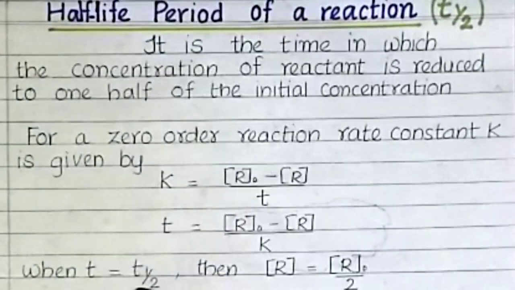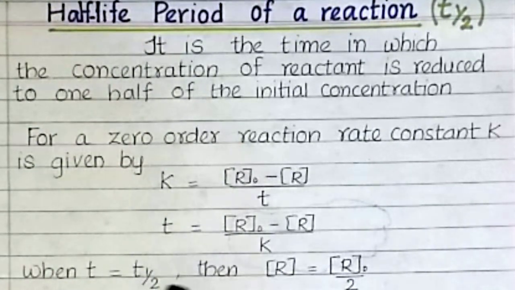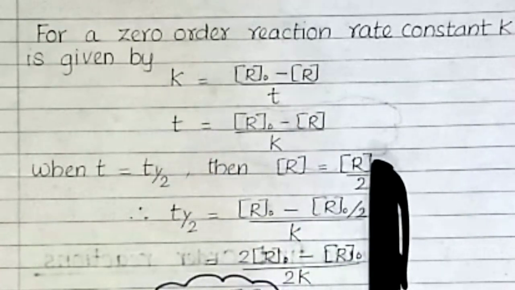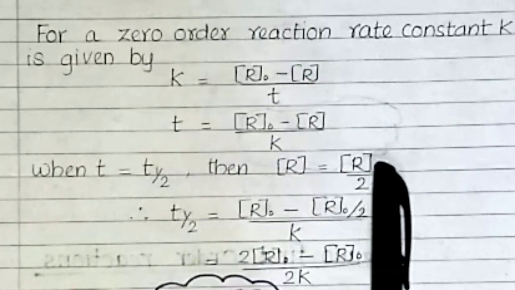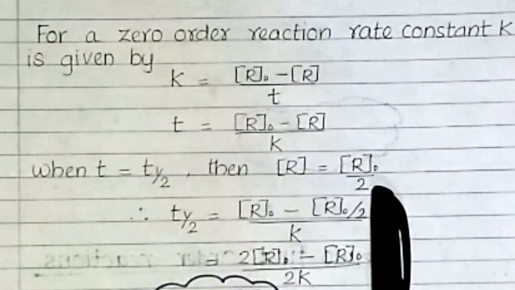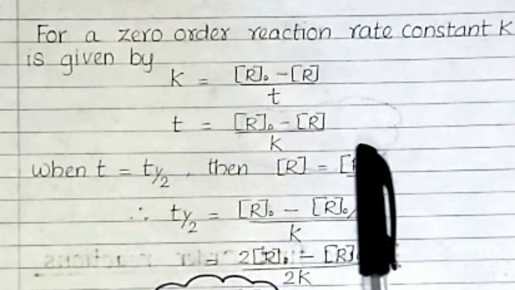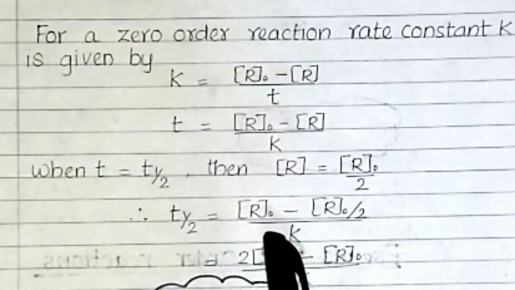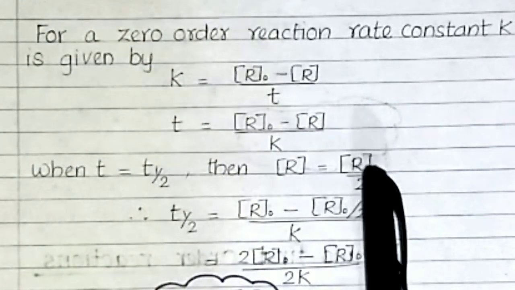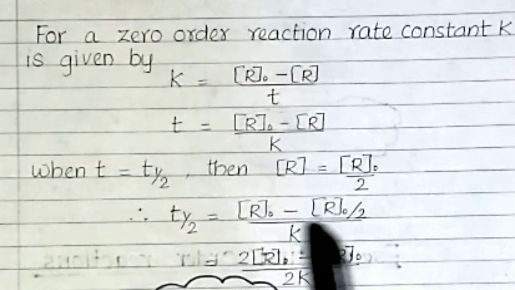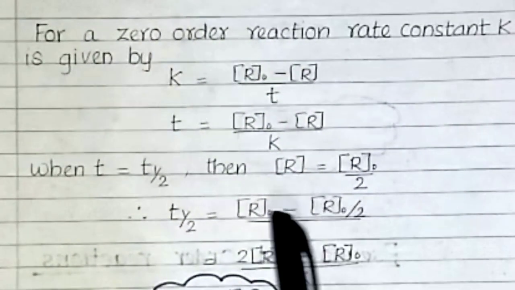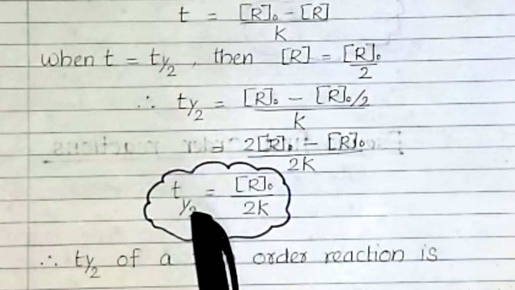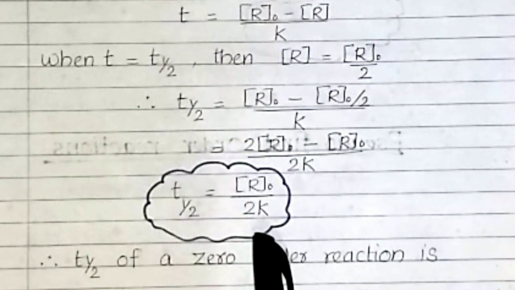Then when t becomes t half, the time becomes half-life, then the concentration at that time becomes R0 by 2, because t half is the time taken to reduce half of the initial concentration. So that becomes R0 by 2, because R0 is the initial concentration. Then we can write t half is equal to R0 minus, instead of this R we can substitute R0 by 2, divided by k. Then we get 2R0 minus R0 divided by 2k. Then we get the value t half is equal to R0 divided by 2k.